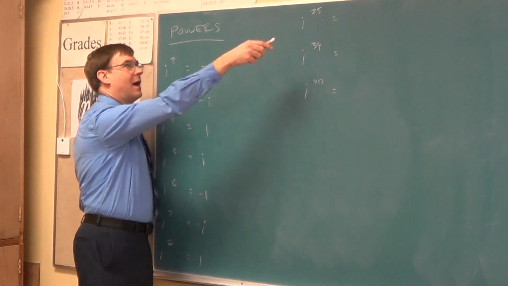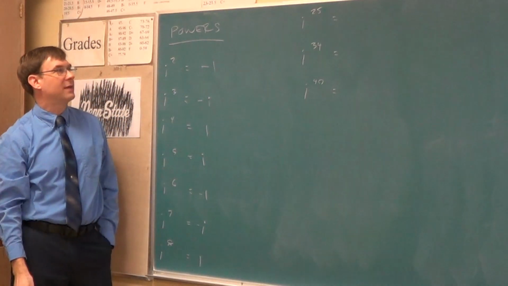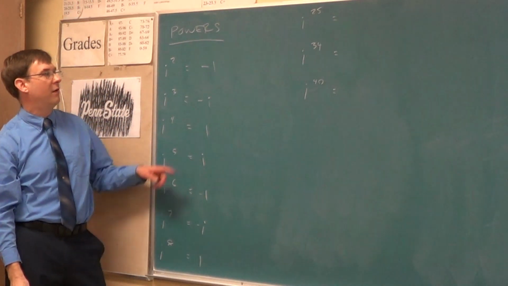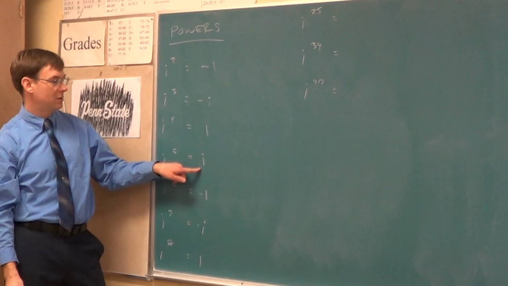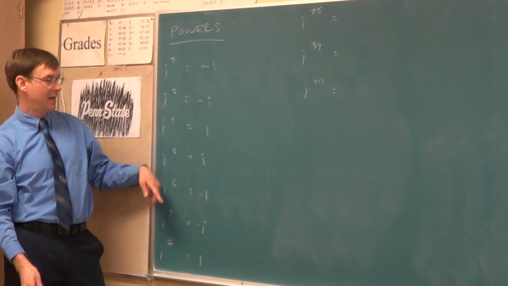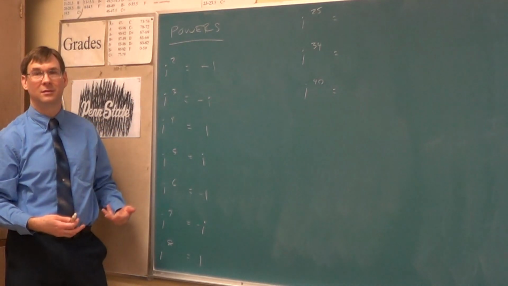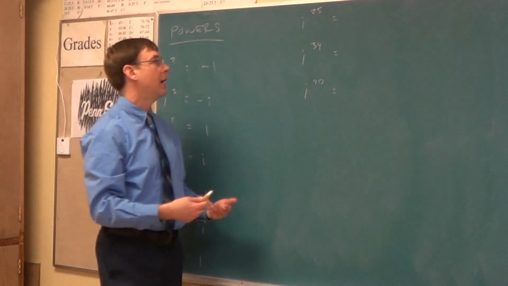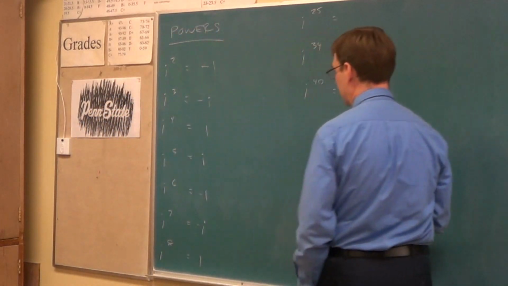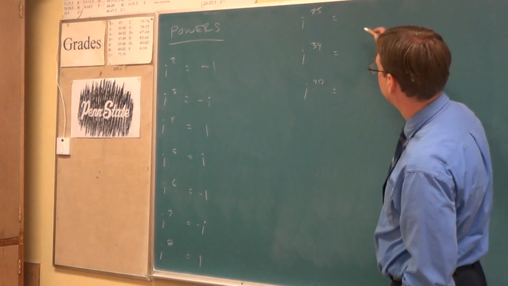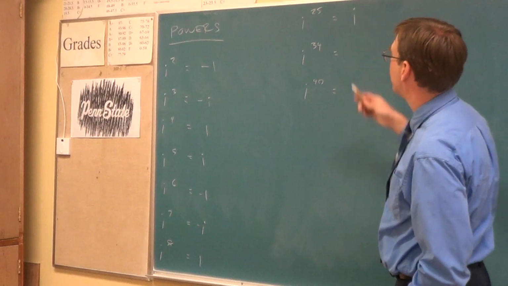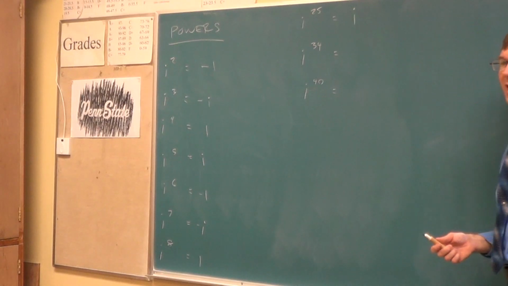Can anybody figure out where the pattern would take us by the time we got to i to the 25th? Which of those answers would we be back to? I'm gonna take a guess it's negative 1. It's not negative 1. Positive 1. It's not positive 1. It is just i, maybe because we're smarter, maybe because we just ran out of choices.